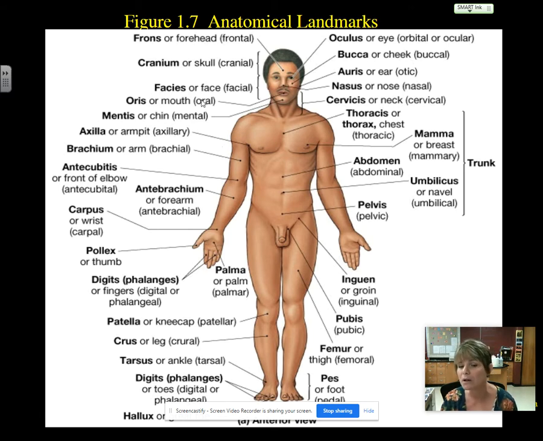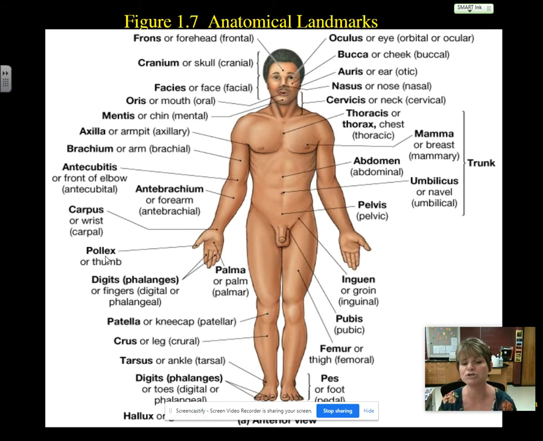You know, oral, which is the adjective form of the word oris, is referring to your mouth. You have an oral rinse or an oral surgeon. Well, they work on your mouth. So a lot of these are terms that you have probably heard before, but some of them will be new, like mentis or mental area, which is the chin. So when we talk about the mental area, we're not talking about your mind. Mental, as in mental area, is your chin.